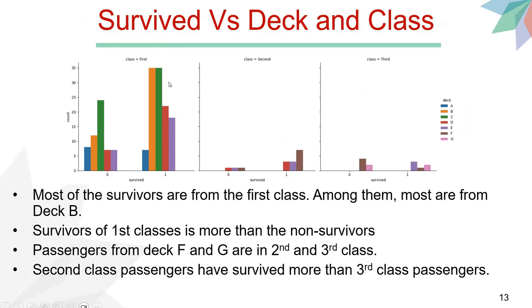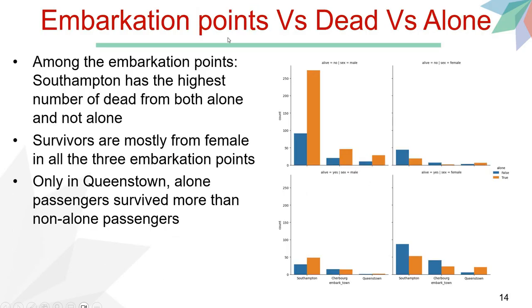And then if you compare the survivors with their deck and class, you will see most of the survivors belong to the first class. Among them, most belong to deck B here. You can see the comparison here. Survivors of the first class are more than the non-survivors. So there are more here than the non-survivors, but it is different in the other classes. Passengers of decks F and G are in the second as well as the third class. You can see here with the color notations. Second class passengers have survived more than the third class. So you can see survival here is more than that of the third class.